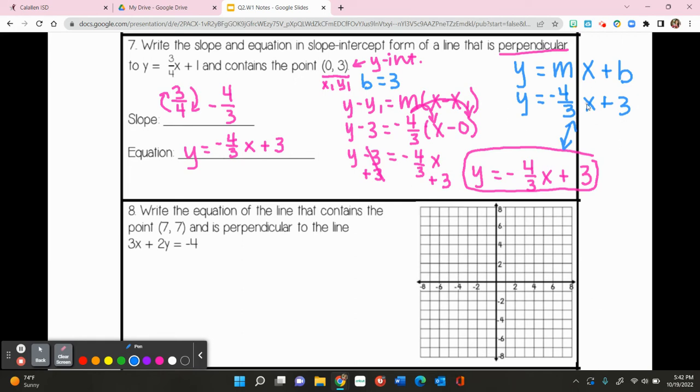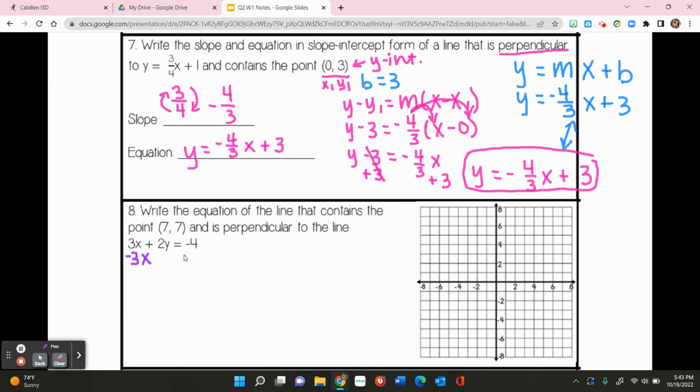So that's number 7. Now we're going to go ahead and look at number 8. Number 8 says, write the equation of the line that contains the point (7, 7) and is perpendicular to the line 3x plus 2y equals negative 4. So again, this is in standard form and I want it to be in slope-intercept form. So I have to solve for y.